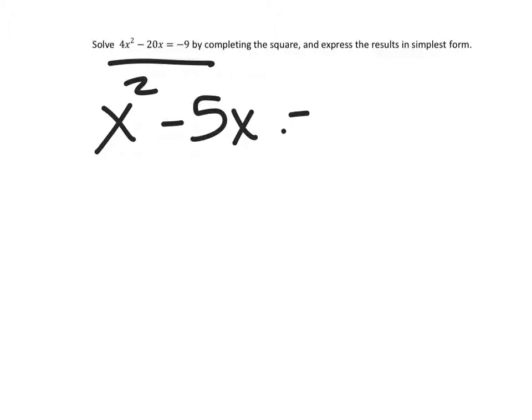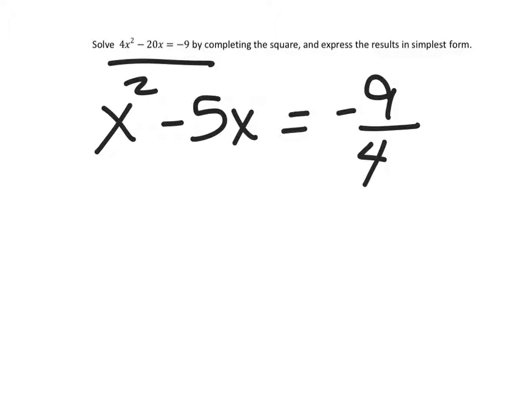Okay, now the next one I made extremely ugly because everybody's not divisible by 4, and that happens a lot. You just got to go with it. So again, I can't complete the square till that first term's a 1, so I'm going to divide everybody by 4. So that's x squared minus 5x equals negative 9/4. Yuck. But we got to go with it.